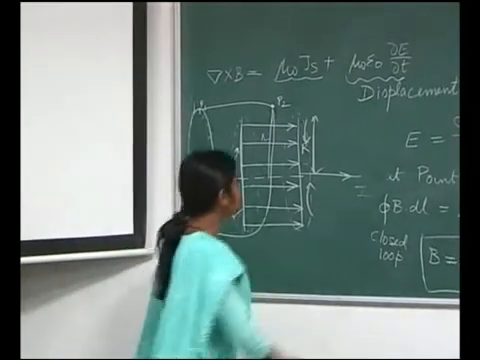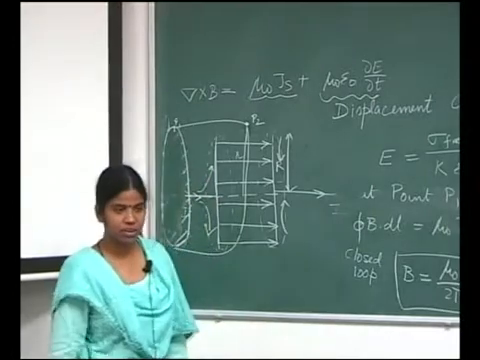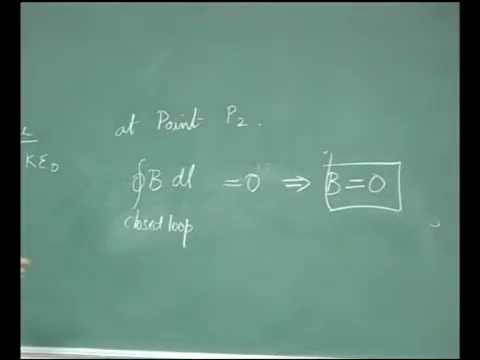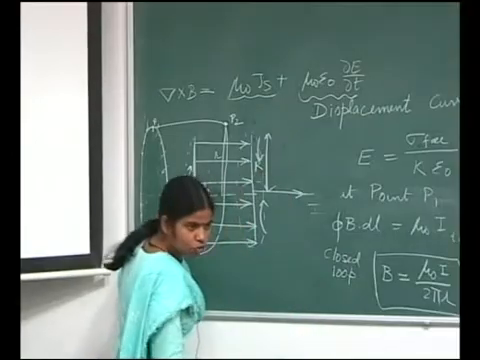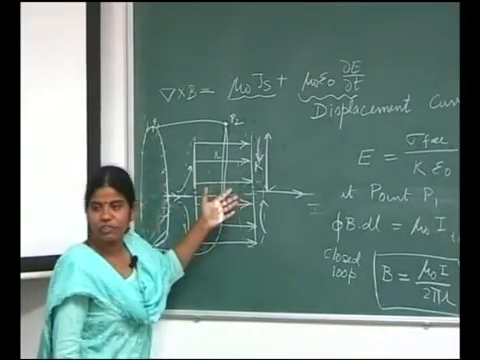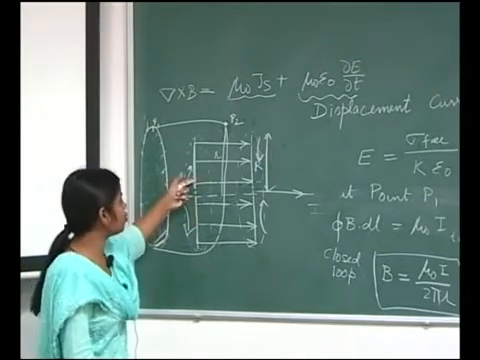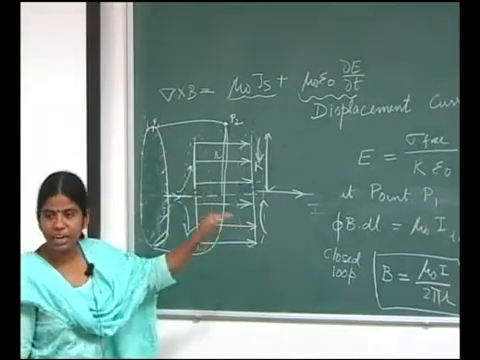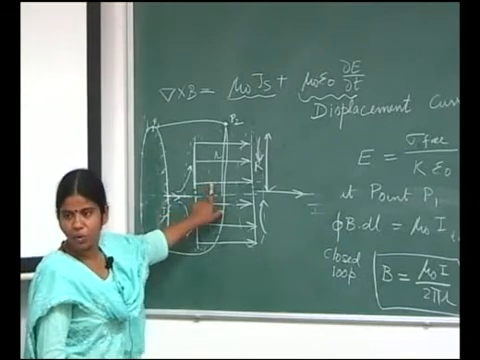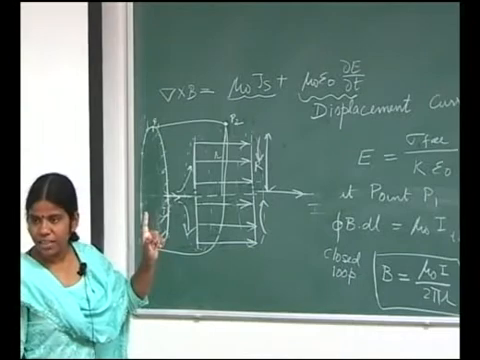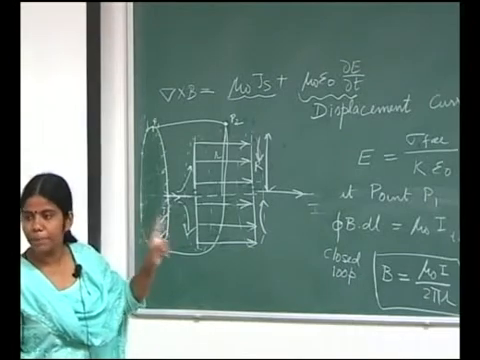B cannot be 0 inside a capacitor. Is it clear? Just now I saw that there is a changing electric field inside a capacitor. When I move from this plate to this plate, the electric field is changing. If there is a changing, time-varying electric field, then the magnetic field B inside cannot be 0. So, it means Ampere's law is inadequate. There is some problem with Ampere's law.